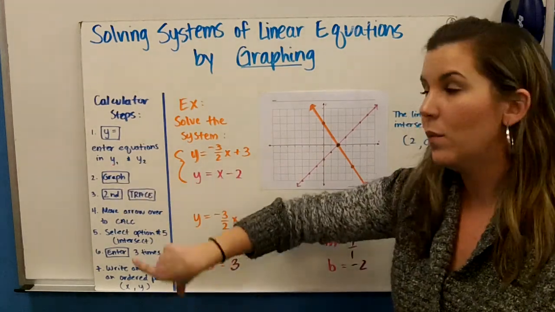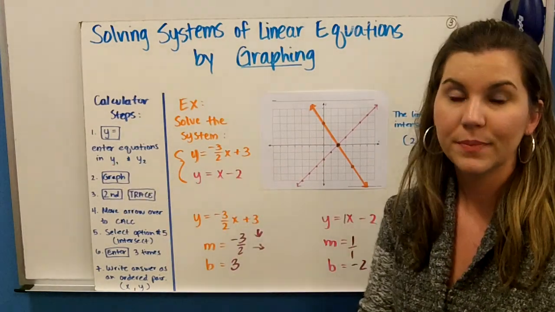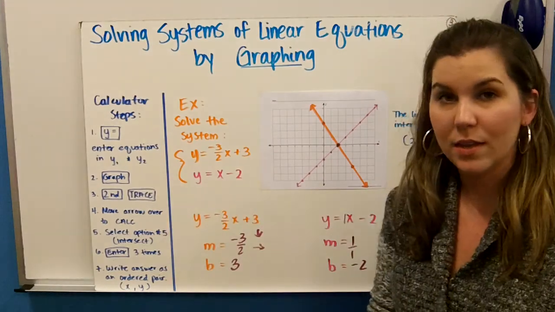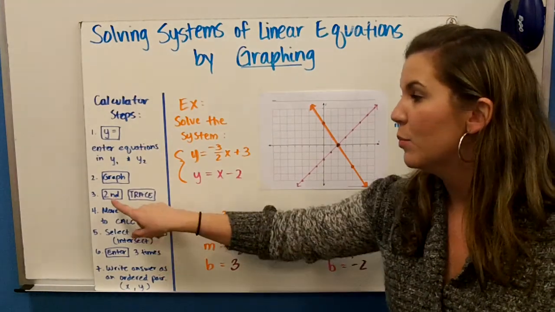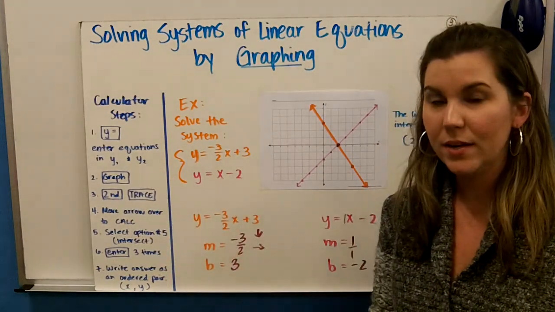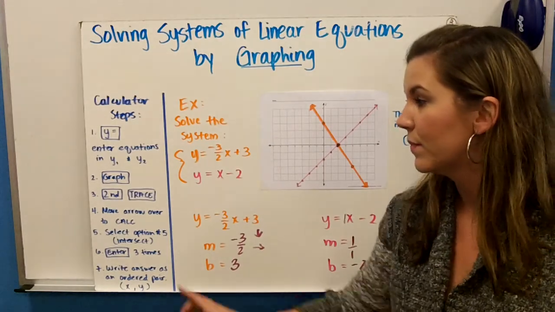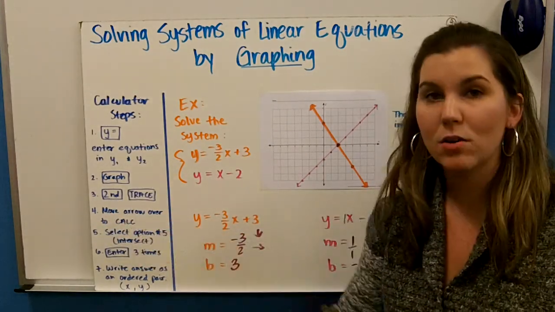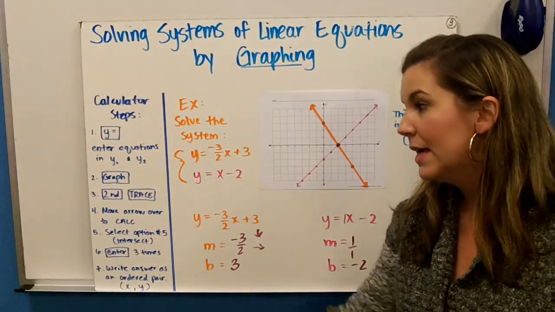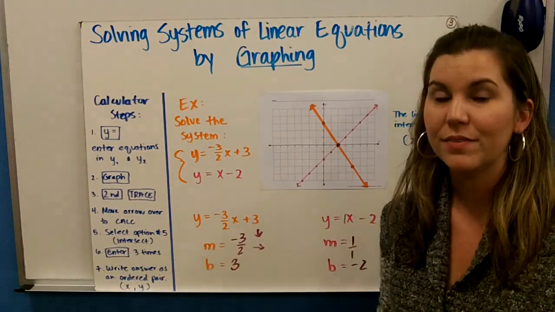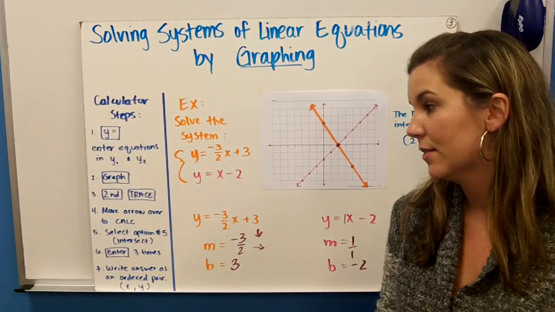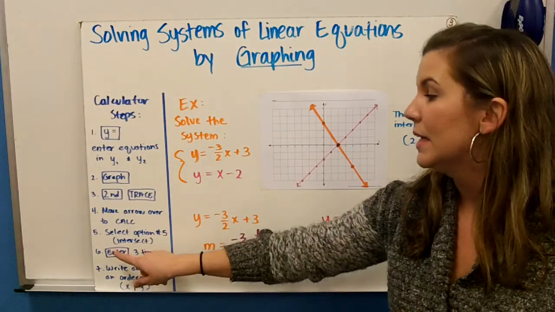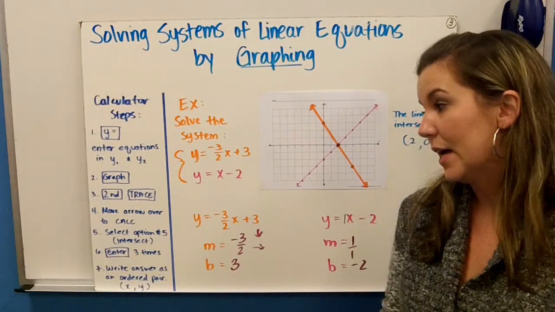One of them goes in y1, the other goes in y2. Then press the graph key in the top right corner. Press second and the trace button found in the top row. Move your arrow over to the right and highlight the word calc at the top of your screen. Then select option number 5. It says intersect. After you've done this, hit the enter key 3 times.